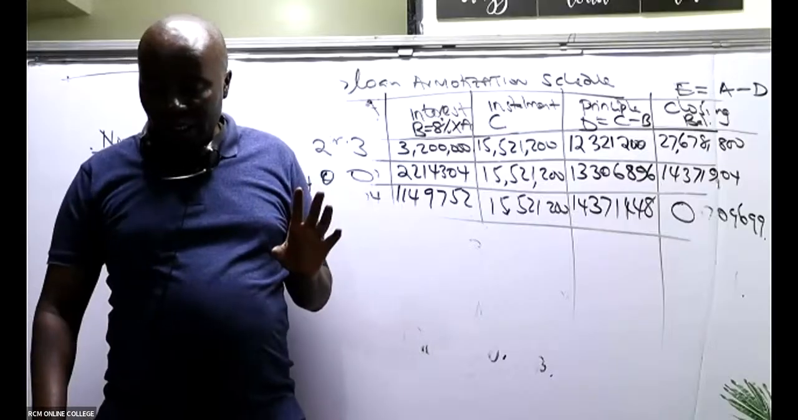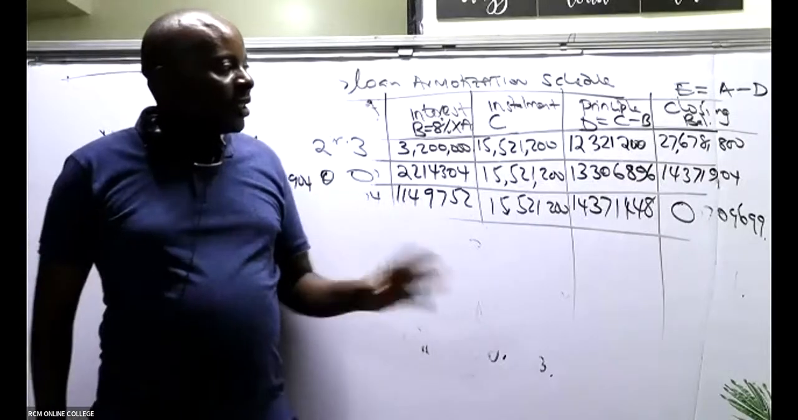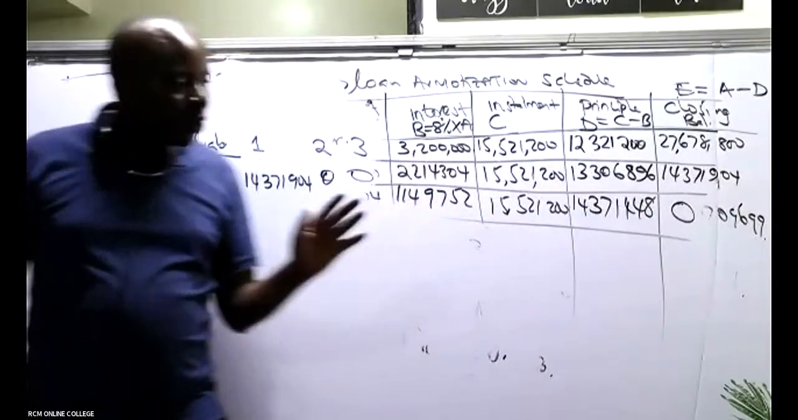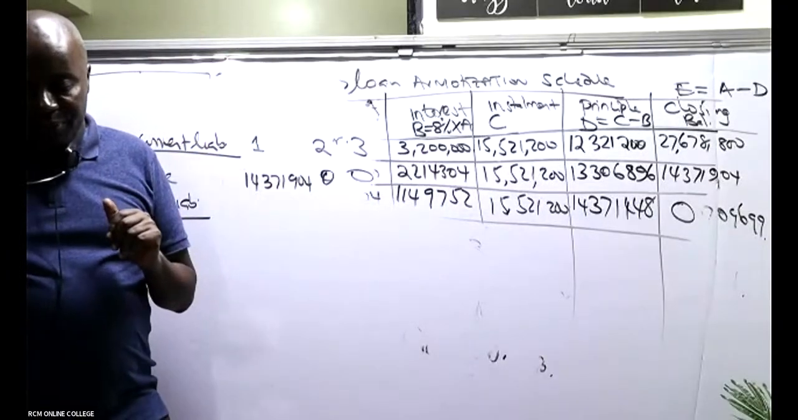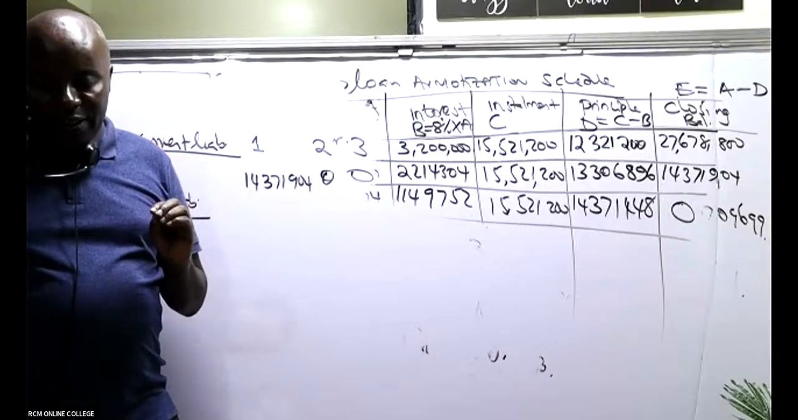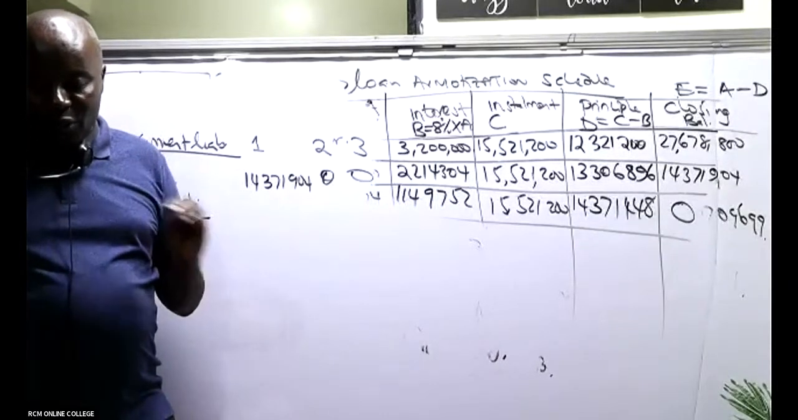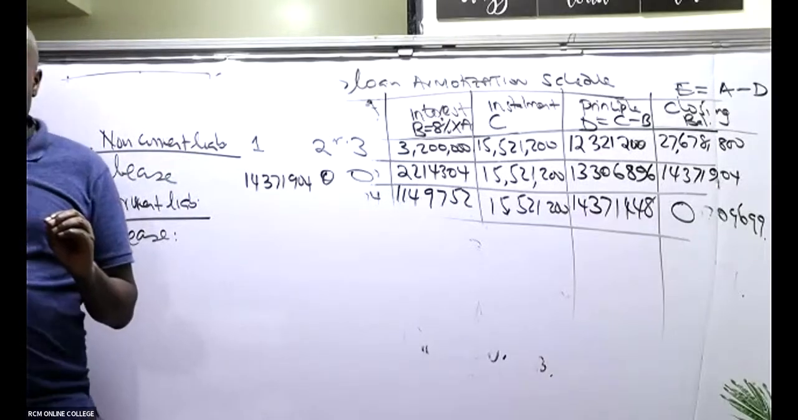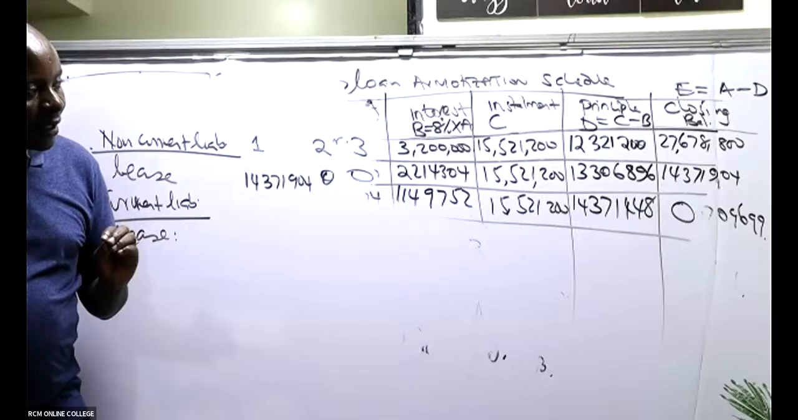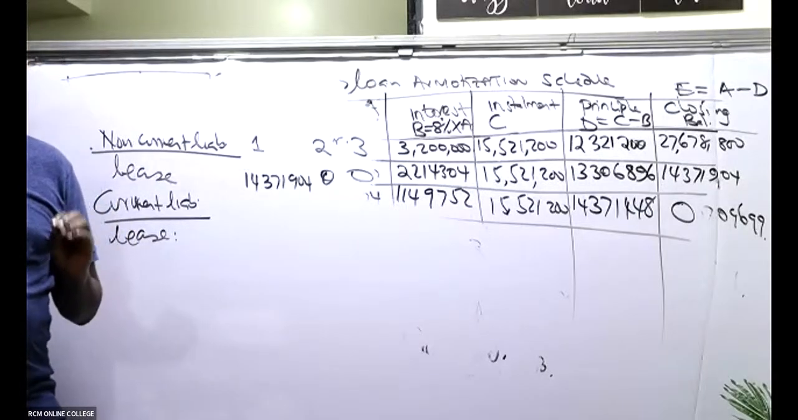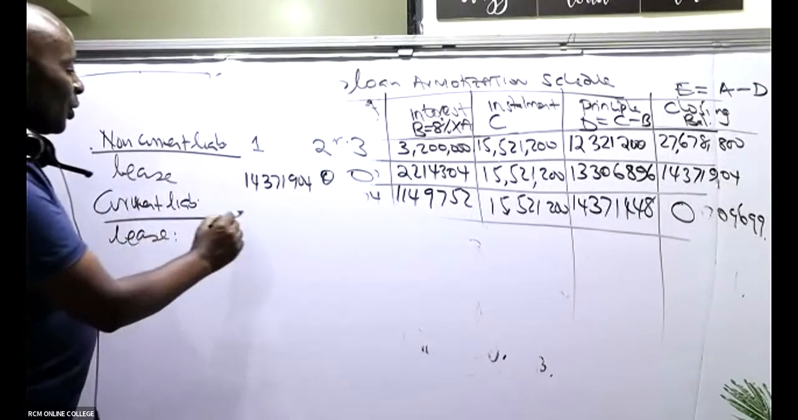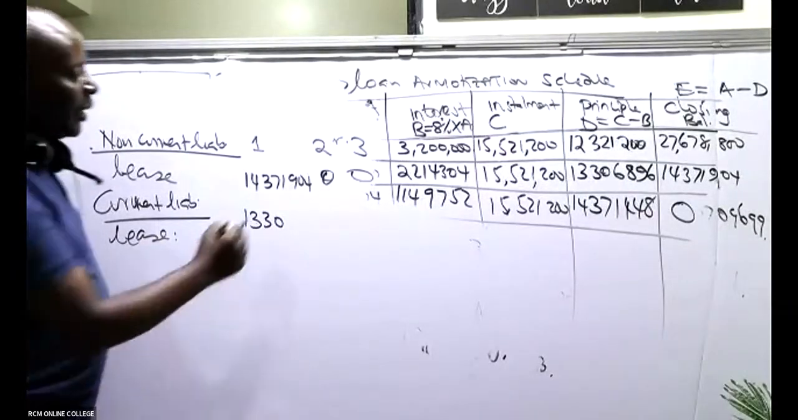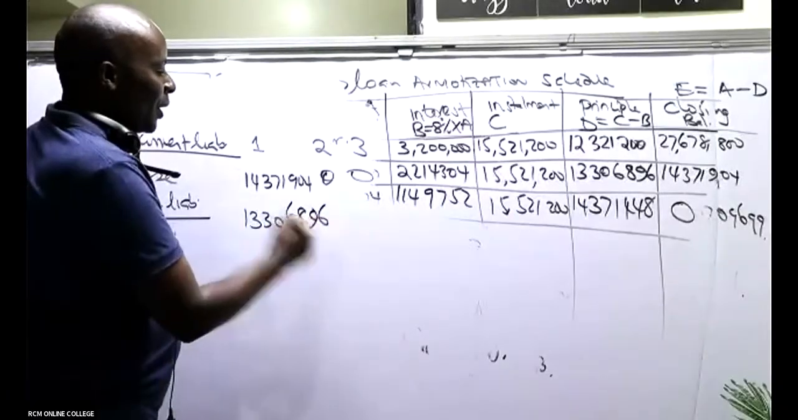Please don't panic. Say 27,678,800 minus 14,371,904. How much are we getting there, somebody? Yeah, 13,306,896. So we have here 13,306,896.